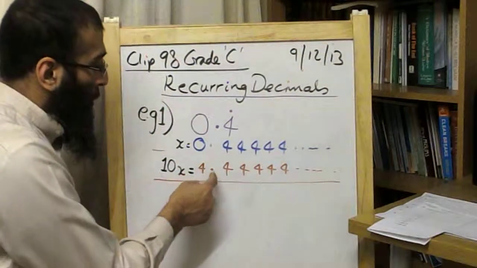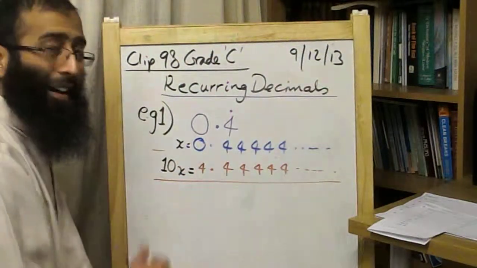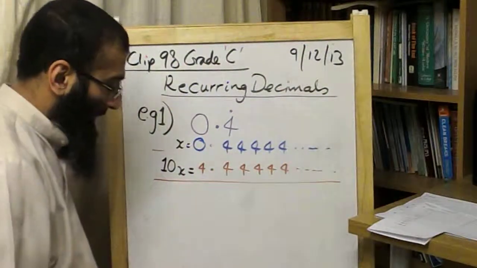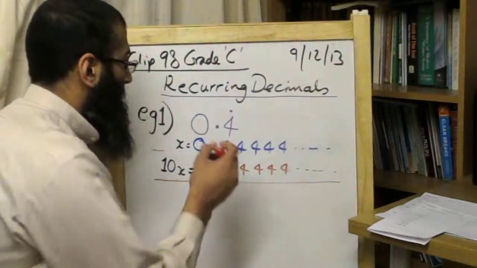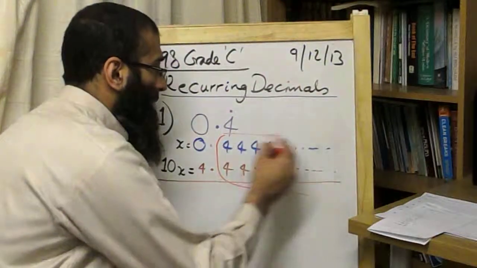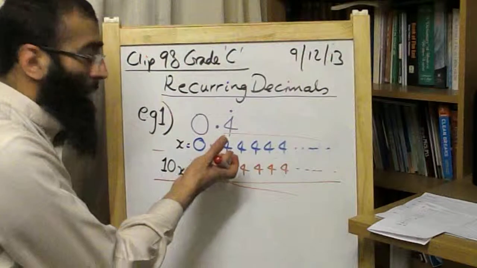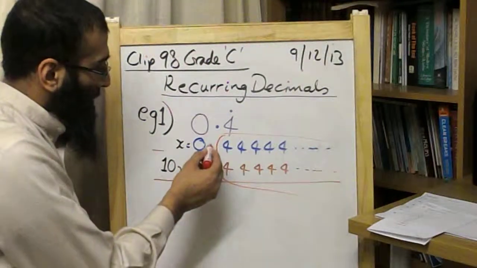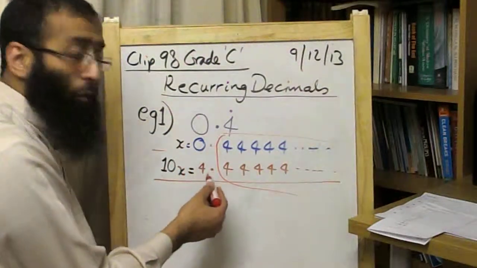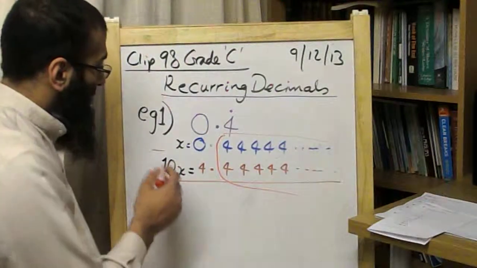So we now get 4.4444. The idea is to eliminate this part of the question, so we need to get rid of it. This is one way of doing it, by multiplying the original number by 10, which moves the decimal point. So we get an answer of 4.444. Now, let's take them away.